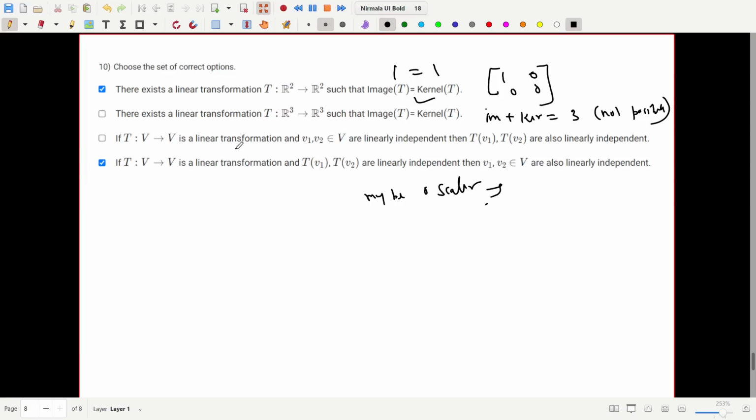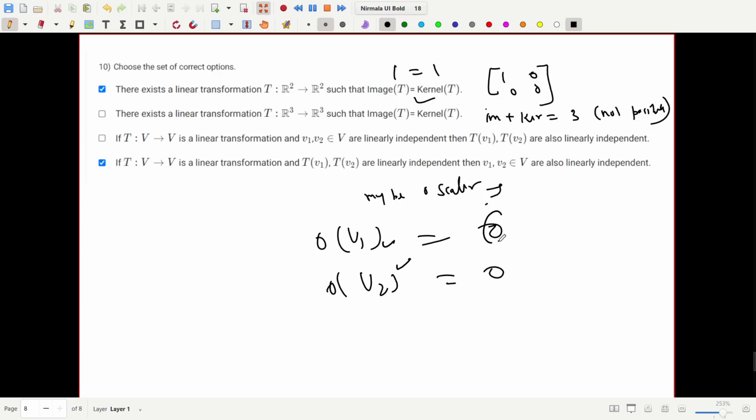The next is, T from V to V is a linear transformation, and V1, V2 belonging to V are linearly independent. Then T(V1) and T(V2) are also linearly independent. It is not necessary, because if you multiply any vector V with the scalar 0, it will become 0, and if V2, then it also will be 0. So if V1 and V2 are independent, its transformation may be dependent or independent. It is not necessary to be independent.